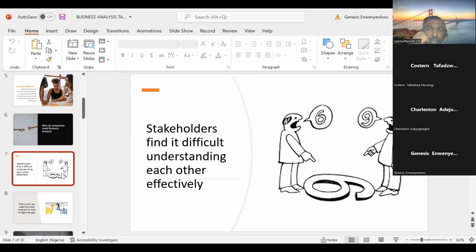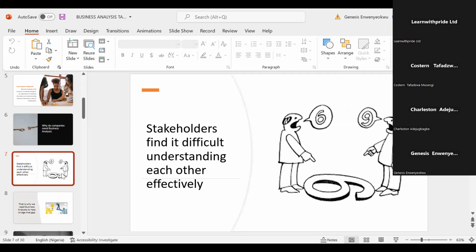The business guy says this thing needs to be done this way, and this was what I told you. The technical guy says, yes, you told me this, and this was how I translated it, right? And both of them are right on their own side, because they see things from different perspectives. That is why companies saw that there is a gap in the communication and understanding between business and technical, and thereby the need for business analysts came to bear, right?